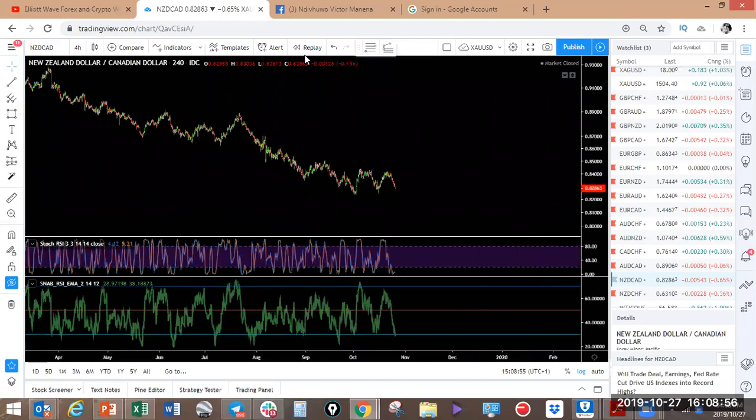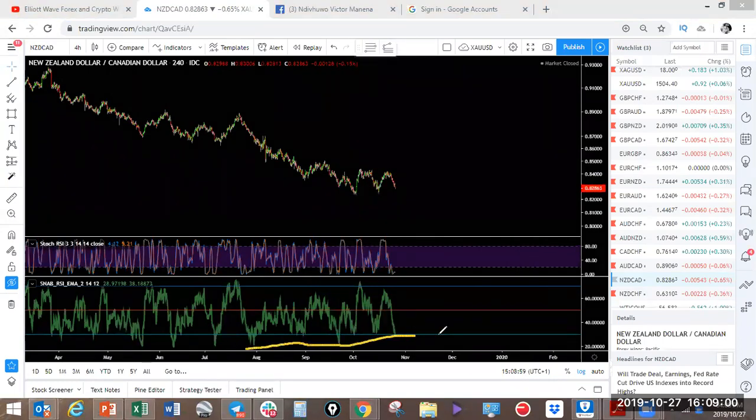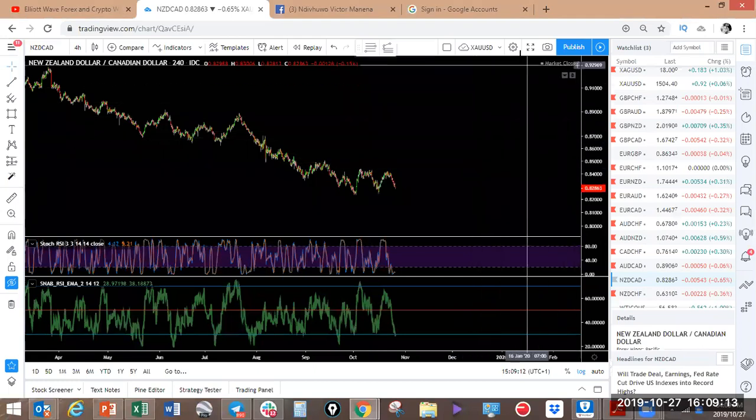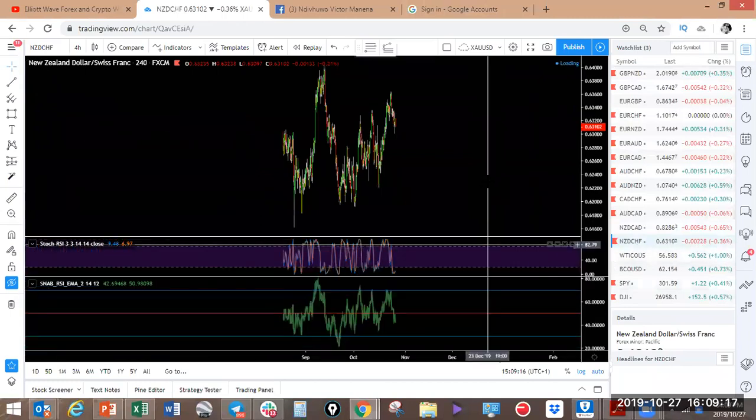So I'm expecting this to break the low here and push higher. You can see that this move has already started as far as the RSI is concerned. We already started the move to the upside. Even if this is still going to make a new low, this one should make a new higher low. Right, so that is New Zealand CAD.